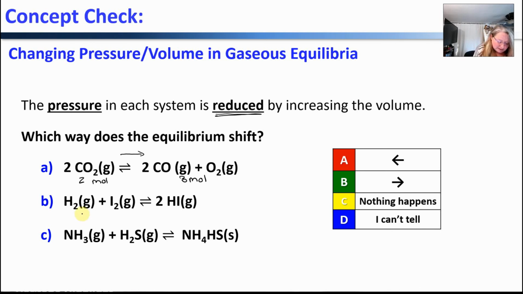Hydrogen and iodine, let's see, we have 2 moles here and 2 moles here. Oh, same amount of moles. So if there's the same amount of moles, nothing happens. Everything stays the same.